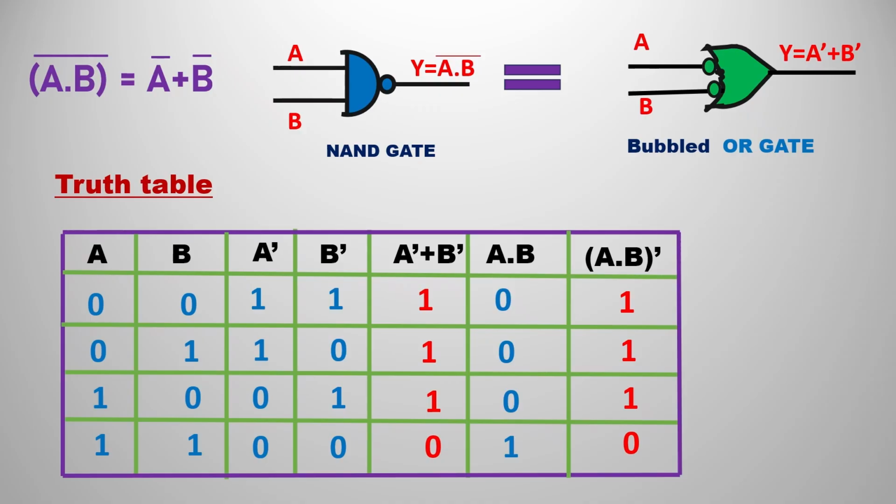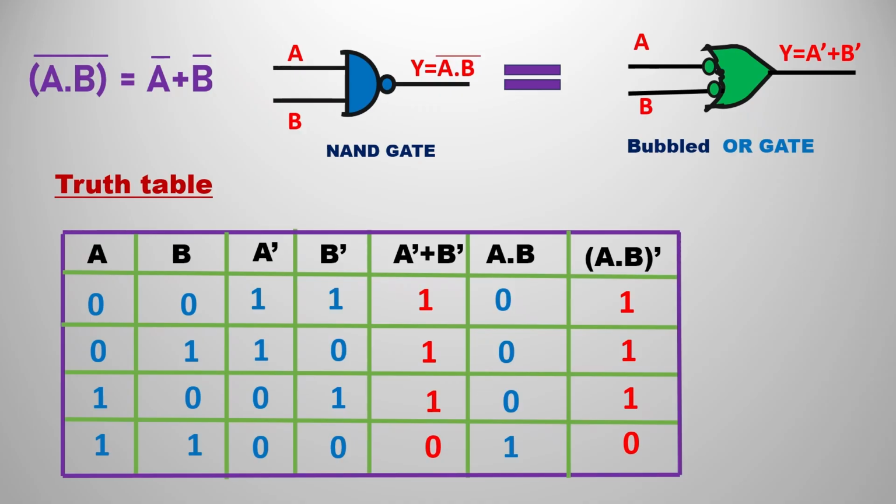Add both of them using an OR gate, so that becomes the output of the OR gate: 1 plus 1 is 1, 1 plus 0 is 1, 0 plus 1 is 1, and the last row, 0 plus 0, is 0. This is the output of the bubbled OR gate, A bar plus B bar. You also have to take A dot B, which you know how to take. This is simply the AND gate output. After that take the inversion of A dot B, or you can simply take the NAND gate output, that is 1110.